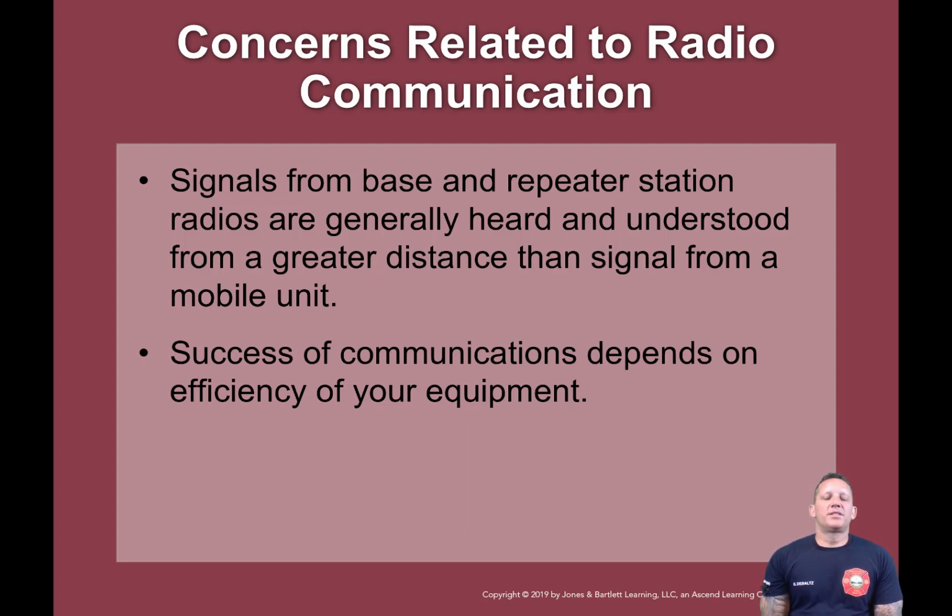Signals from base and repeater stations are generally heard and understood from a greater distance than a signal from a mobile unit. We've already kind of discussed that, your handheld being the least powerful, the mobile unit being the next most, and then going to a base or a repeater. The success of communication depends on the efficiency of your equipment, and that's also based on lines of sight, geographical issues, and whether or not there are a multitude of transmitters or antenna.